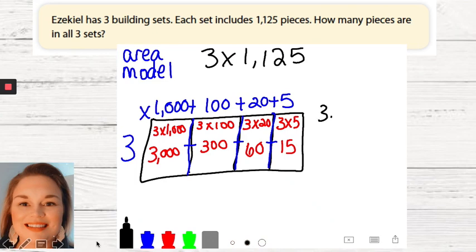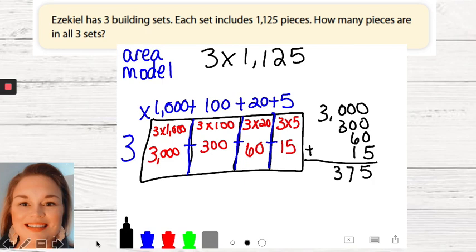So we will add 3,000, 300, 60, and 15. In the ones column, we have a total of 5. In the tens column, 7. In the hundreds column, 3, comma. In the thousands column, 3. So you have a final product of 3,375.